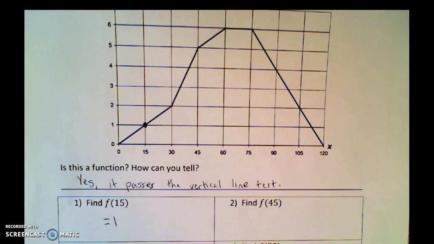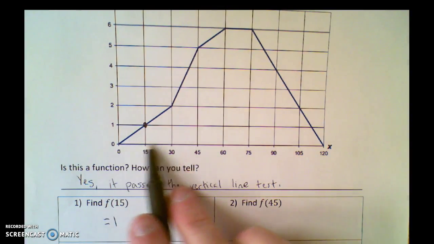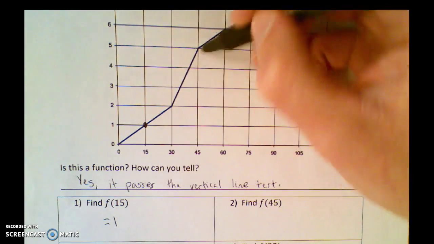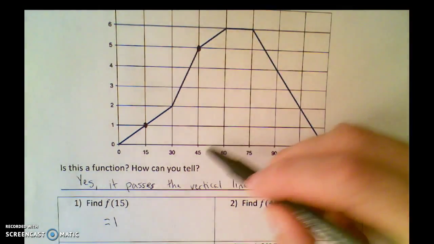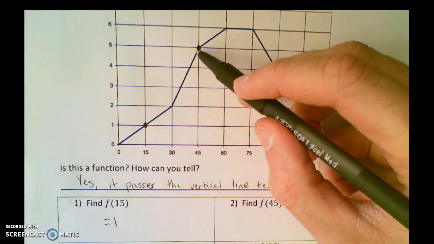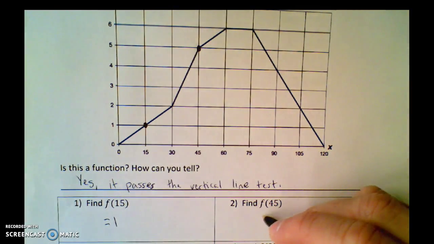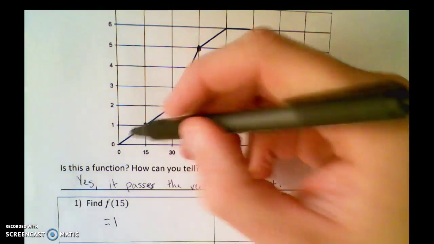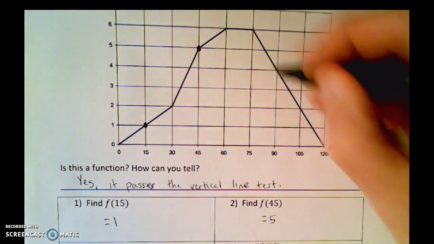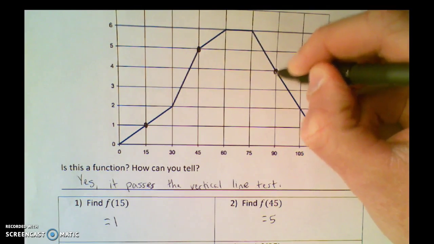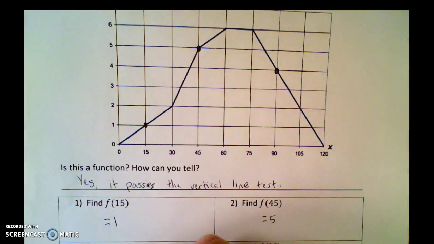What is f of 45? So if I go over to 45, I'm going to look and see where that intersects. When my input is 45, my output is 5. f of 90. When my input is 90, what is my output? In that case, my output is 4.